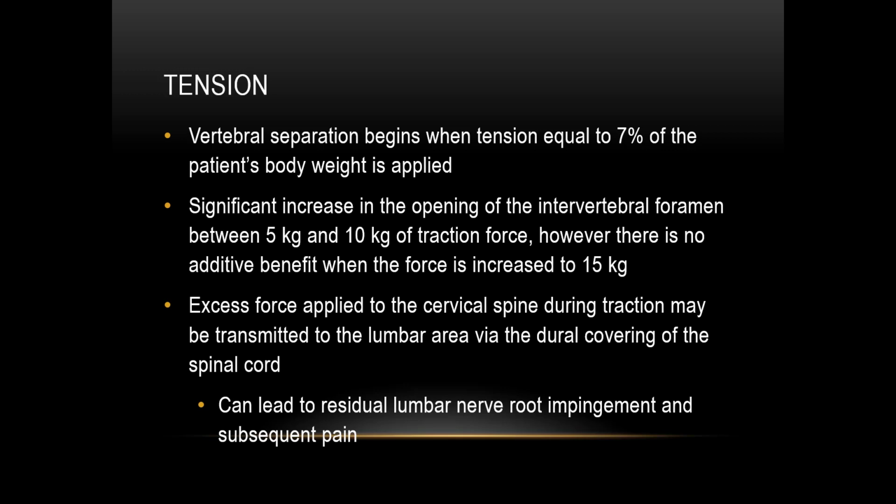As we all know, more traction is not always better. Too much force can cause muscle guarding or can cause further injury of the soft tissue. Vertebral separation begins when tension is equal to 7% of the patient's body weight. There is a significant increase in the opening of the intervertebral foramen between 5 kilograms and 10 kilograms of traction force. However, there is no additive benefit when the force is increased to 15 kilograms.